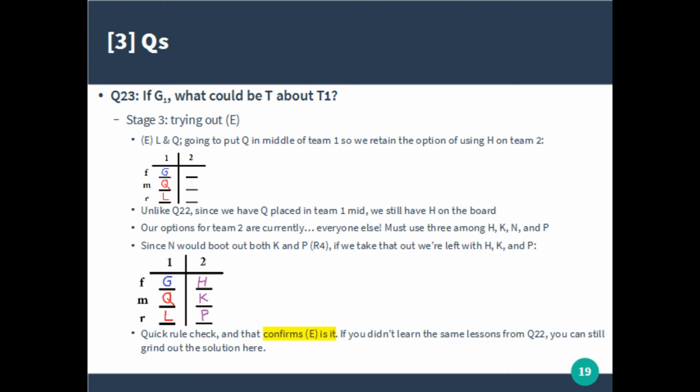And literally I'm going to put them into the board in that order because Rule 1 tells us H, if it shows up, has to be in the front slot. So if we're going to use H on team 2, it's got to go in front. And that's safe because Q is in the middle slot of team 1, so that satisfies that rule as well. K, whenever it shows up, has to be in a mid slot, so that's another rule, right? So I throw K in the middle, and then I throw P in the back, and we do another quick rule check.